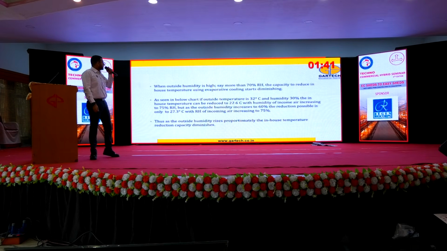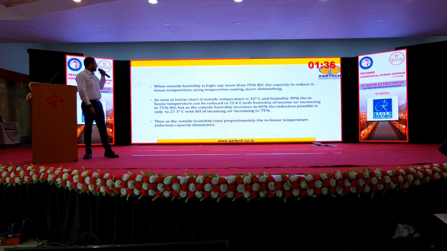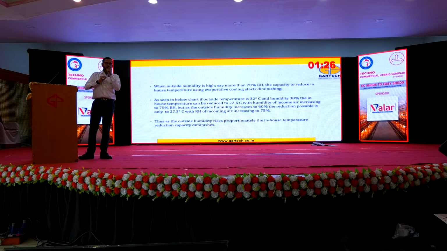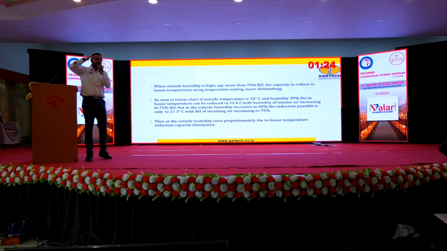When outside humidity is high, let us say more than 70% relative humidity, the capacity to reduce house temperature using evaporative cooling starts diminishing. Up to 70%, 60 to 70%, an evaporative cooling system works wonderfully. Above 70, the effectiveness starts going down.